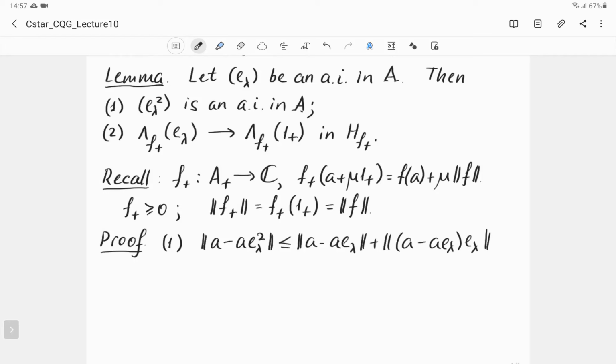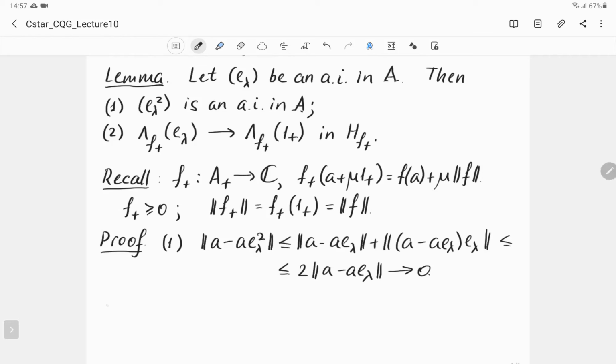But now, since our approximate identity is bounded by 1, this can be estimated as 2 multiplied by the norm of A minus A E lambda. And this goes to 0. And that's it. So this shows that E lambda squared is a right approximate identity. And by taking adjoints, we conclude that it is also a left approximate identity.